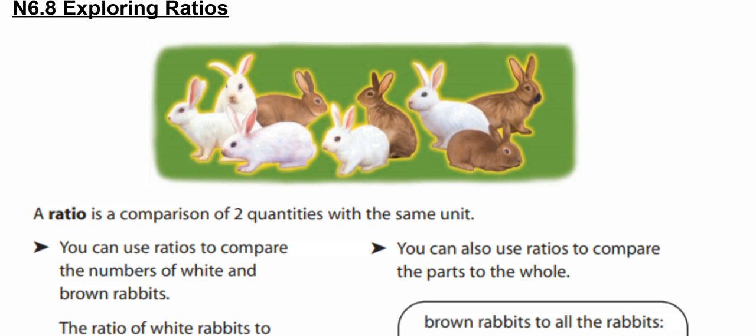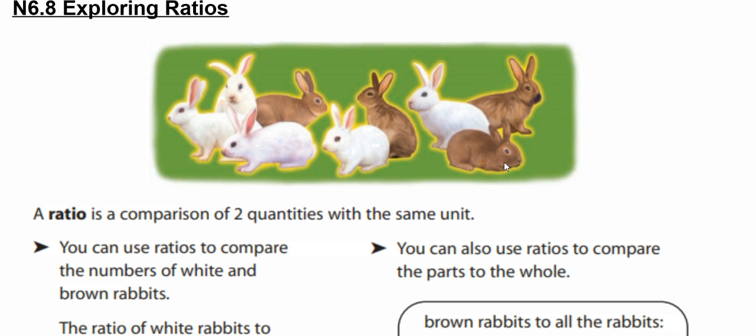In this lesson, we will be starting our exploration of ratios. A ratio is a comparison of two quantities or two numbers with the same unit. So we have to be comparing things that are the same. In our example, we're going to use this image of rabbits and we're going to compare them.